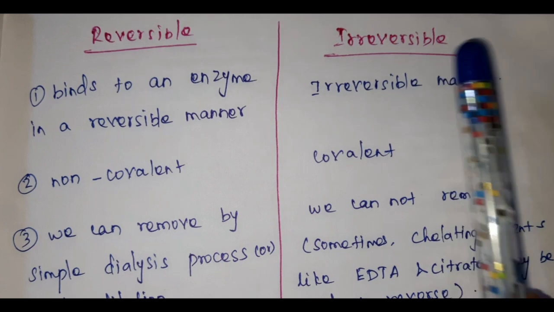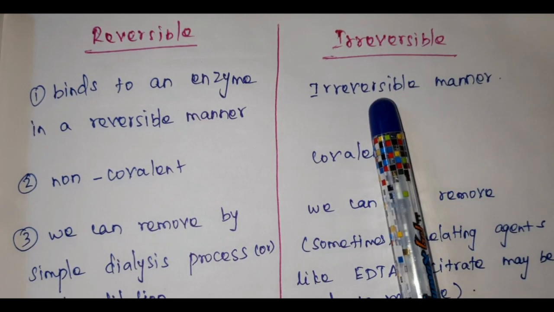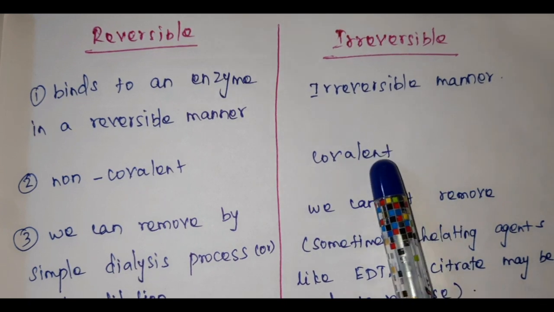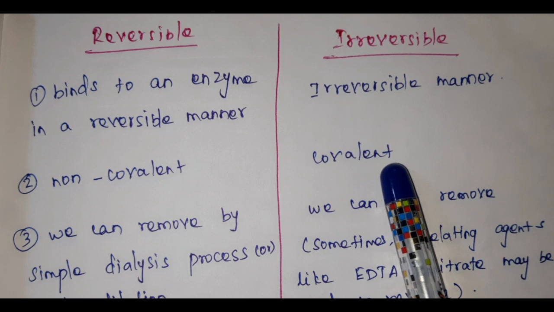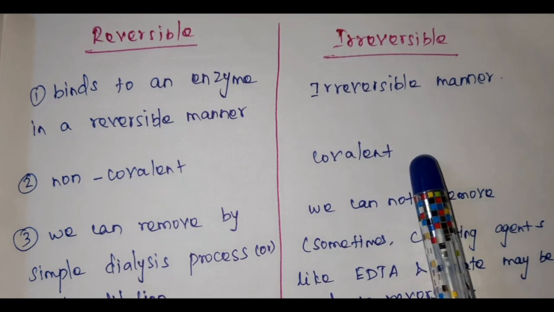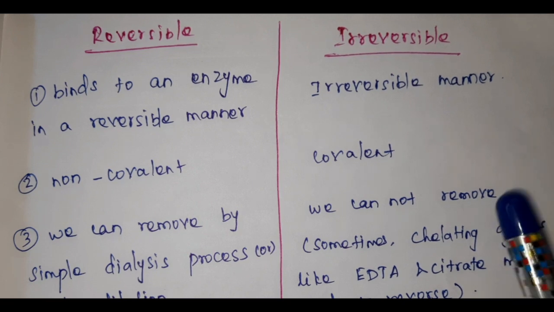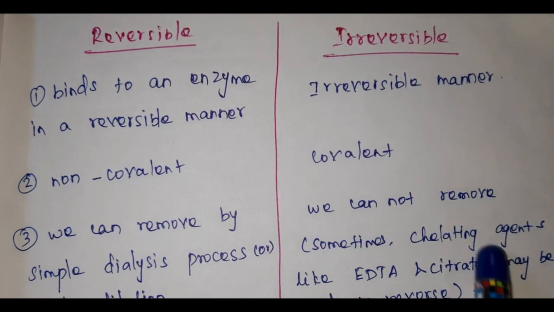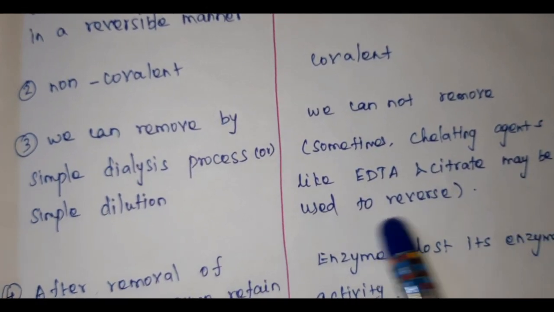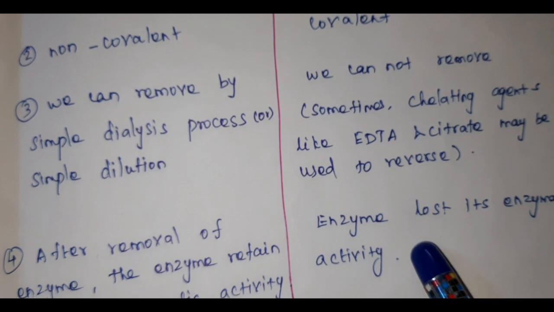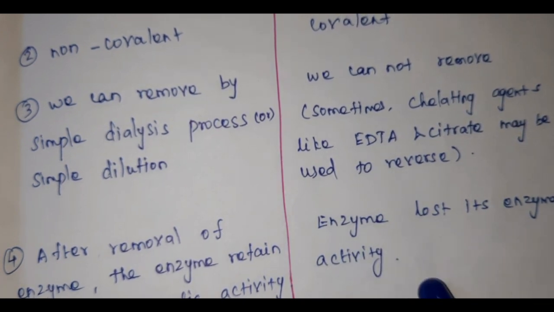In irreversible inhibition, the inhibitor goes and binds with the enzyme in an irreversible manner, and there will be a covalent bond formation. There is a stable complex formation between your enzyme and inhibitor. It is difficult to remove the inhibitor once it binds with the enzyme, but sometimes chelating agents like EDTA and citrate may be used to reverse this reaction. So in an irreversible inhibition reaction, the enzyme loses its enzymatic activity.